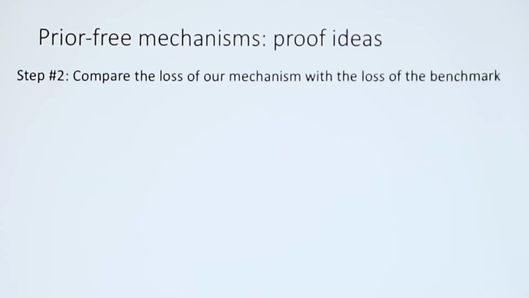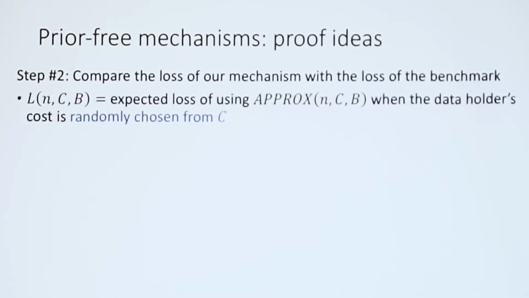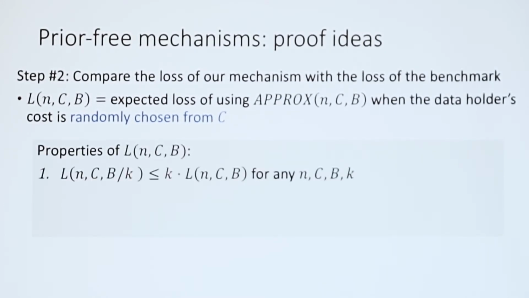So to do this, we'll prove two properties of the expected loss of using this mechanism. The first property is about how the loss will change when I change the budget I use. It basically says that when I decrease my budget by a factor of k, then the loss of the mechanism will not increase by a factor larger than k. This is really a straightforward result by the definition of our loss function.